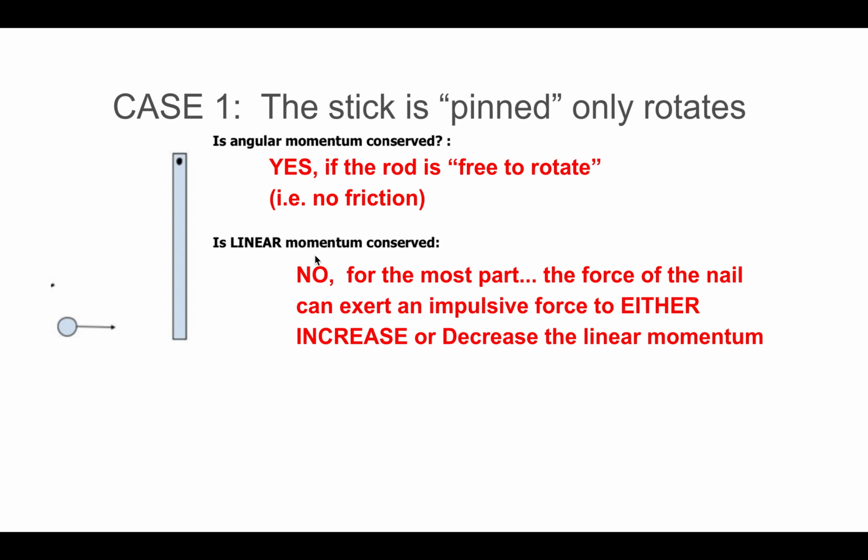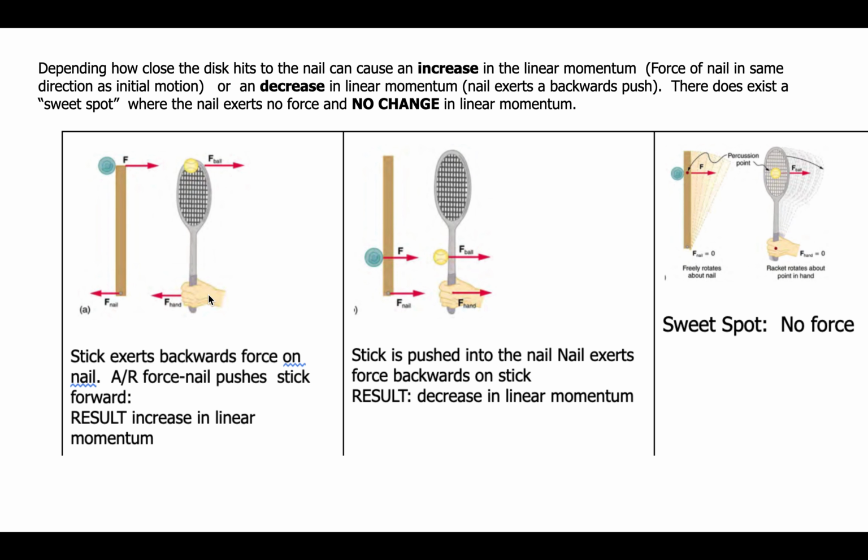We also need to be aware that linear momentum is not always conserved, and that's why I have a no for the most part, because it turns out that there's a force from the nail on the stick that can cause an increase or a decrease in the linear momentum. This is in your notes, and you can read through it. But basically we're talking about an action-reaction force pair. The stick hits the nail, and the nail pushes back on the stick. If you hit on the end of the stick, the result is going to be an increase in linear momentum. If you hit closer to your pivot point here, there'll be a decrease in linear momentum.